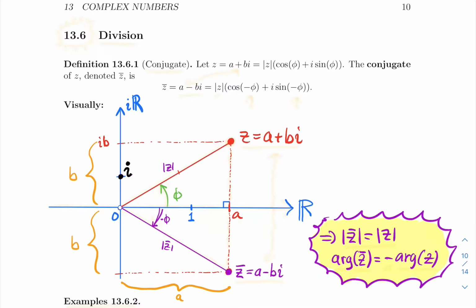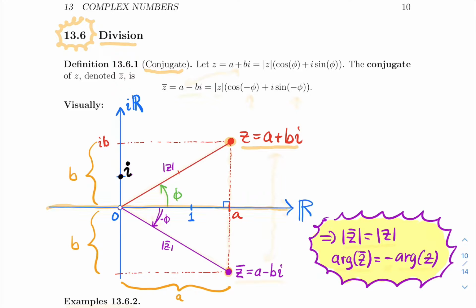All right, next we want to talk about division. But to talk about division, we need to first introduce the notion of conjugate. So the conjugate of a complex number is fairly simple. You start with a complex number z, a plus bi, and the conjugate is just, you look at this point and you look at the reflection of that point, where the mirror is the real axis.